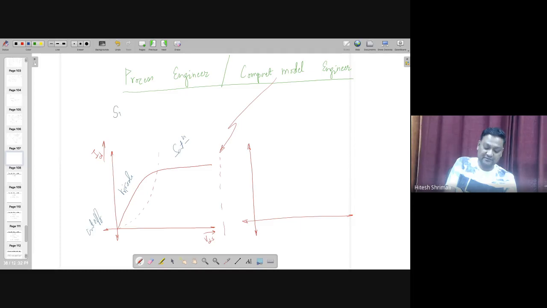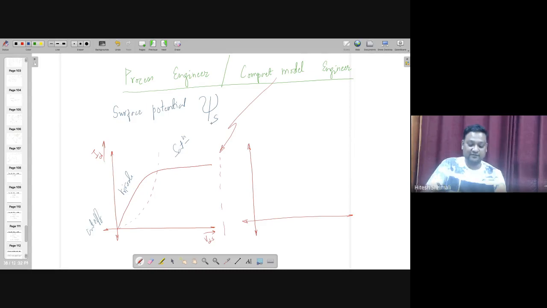surface potential. So you know what the surface potential is. Generally, this surface potential is written as psi s, by the way, with the Greek letter psi and the subscript s. So this is surface potential. To understand this, you definitely need to understand the band bending diagram also.